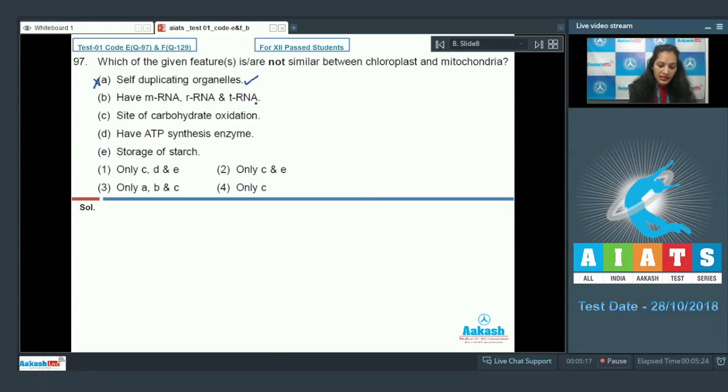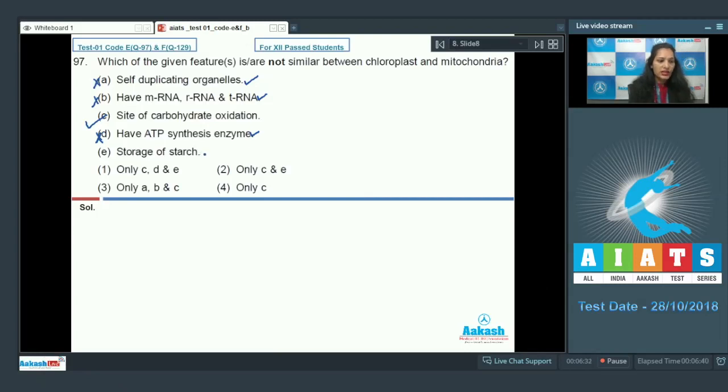B, have mRNA, rRNA and tRNA. This feature is also similar between these two cell organelles, as both have their own DNA and RNA. So they have their mRNA, rRNA and tRNA. It is one of the similarities. So this point is also ruled out. C, site of carbohydrate oxidation. Oxidation of carbohydrates takes place in the mitochondria, not in the chloroplast. So this point is not similar between chloroplast and mitochondria. D, have ATP synthesis enzyme. Yes, both chloroplast and mitochondria have ETS and both have ATP synthesizing enzymes also. So this is the similarity between chloroplast and mitochondria. Hence this point is ruled out.